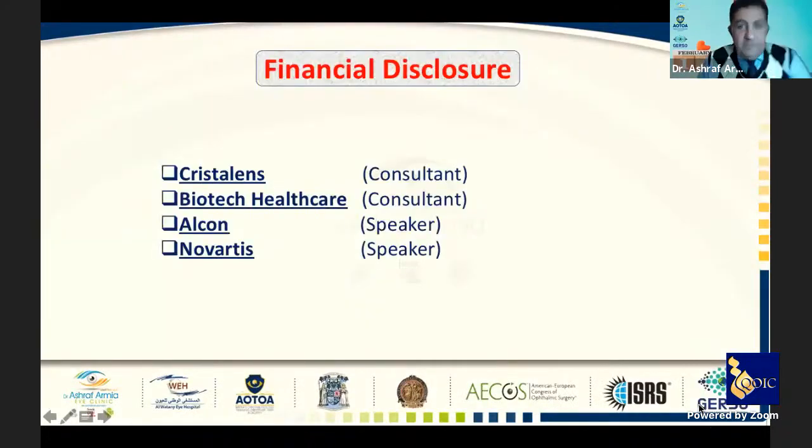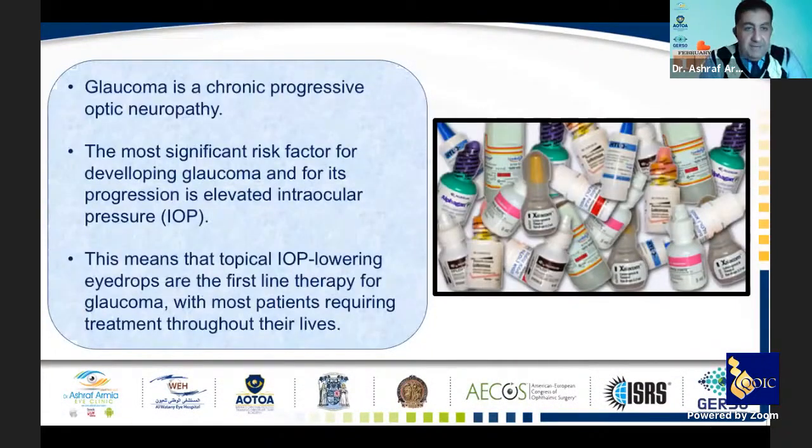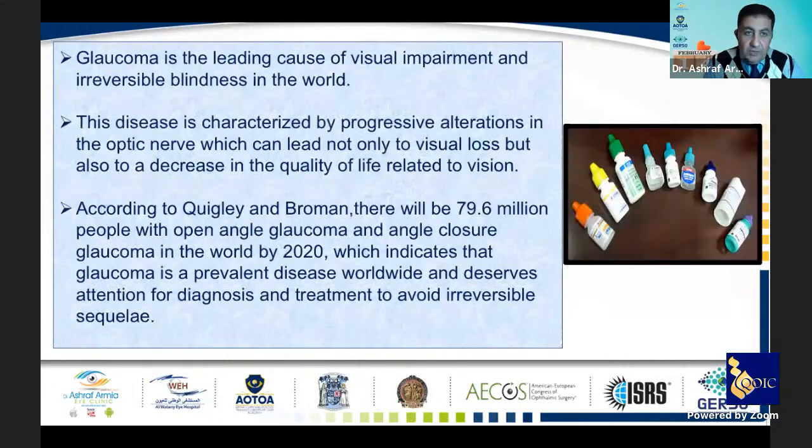As we all know, glaucoma is a chronic progressive optic neuropathy, and the most significant risk factor for developing glaucoma and its progression is elevated intraocular pressure. So this means that topical intraocular pressure lowering eye drops are the first line of therapy for glaucoma, and most patients require treatment throughout their lives. And we also know that it is a leading cause of visual impairment. The disease is characterized by progressive alteration in the optic nerve.